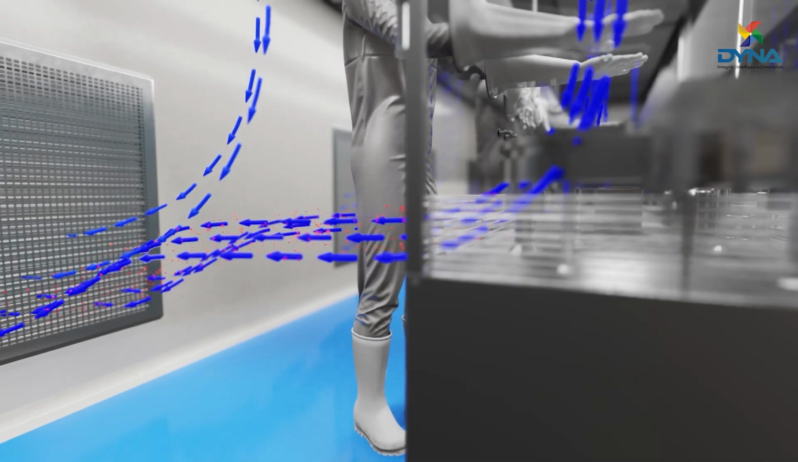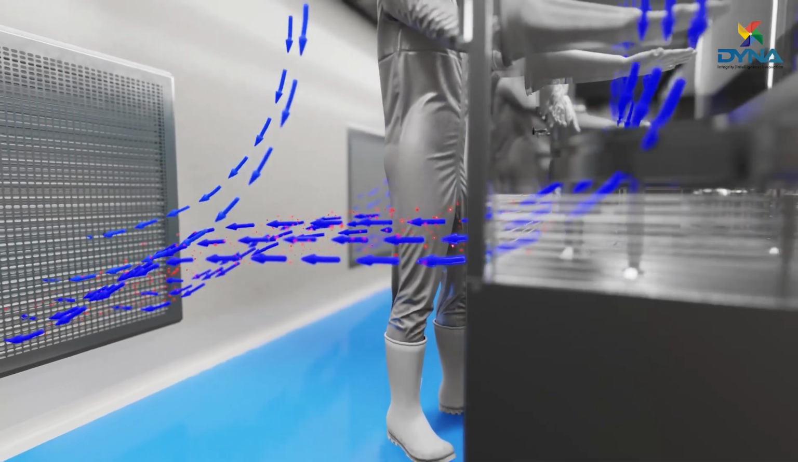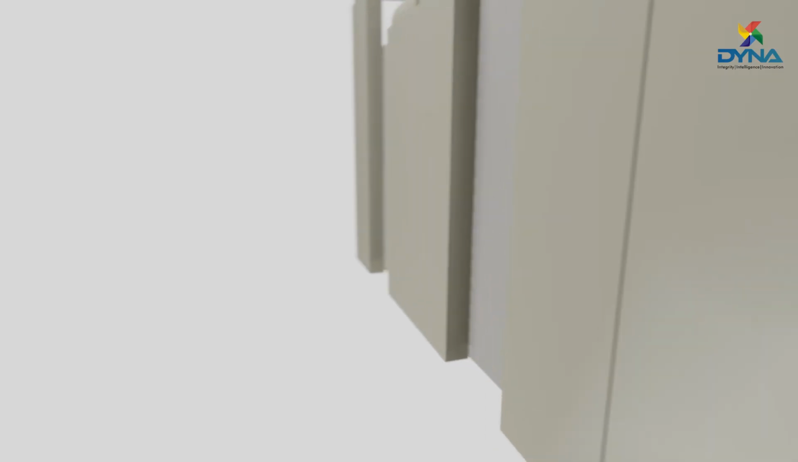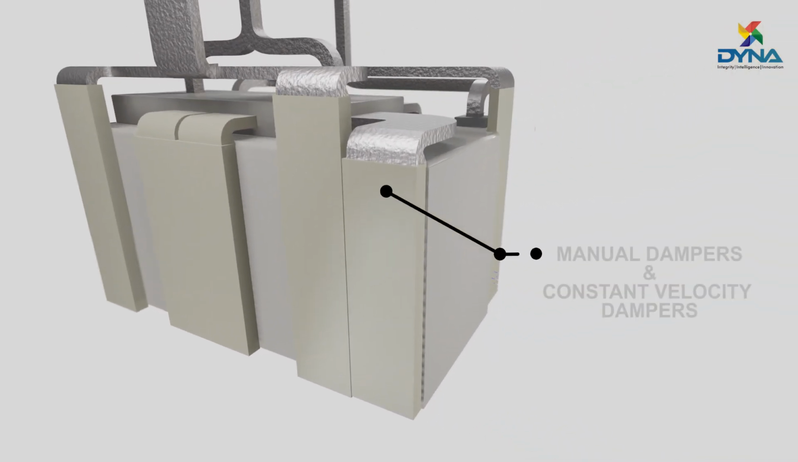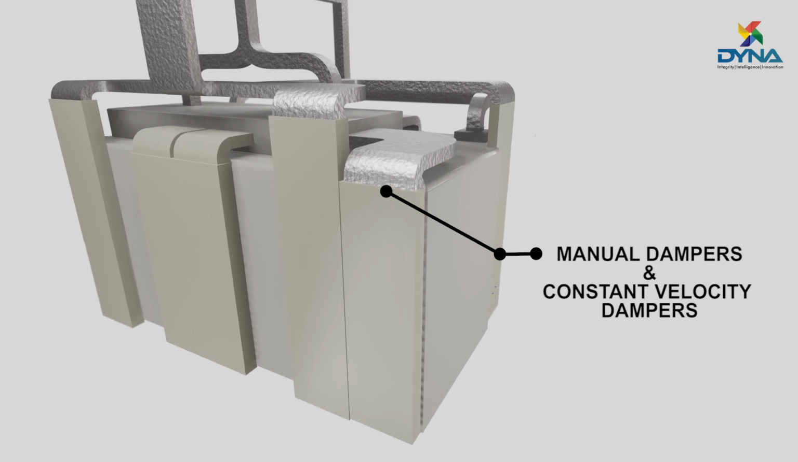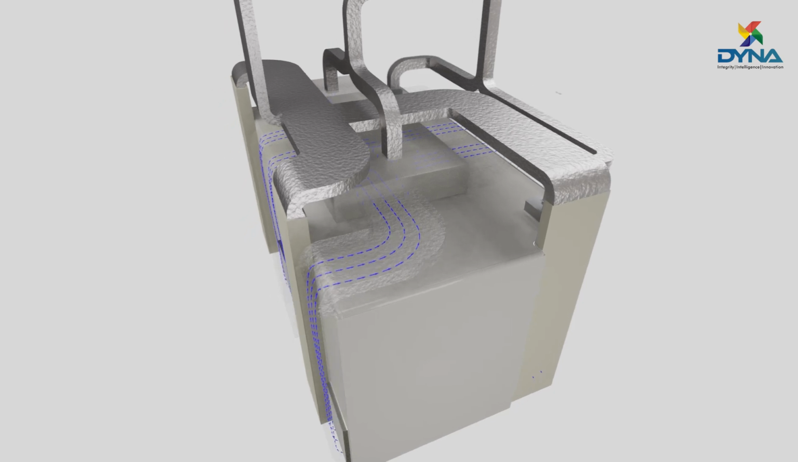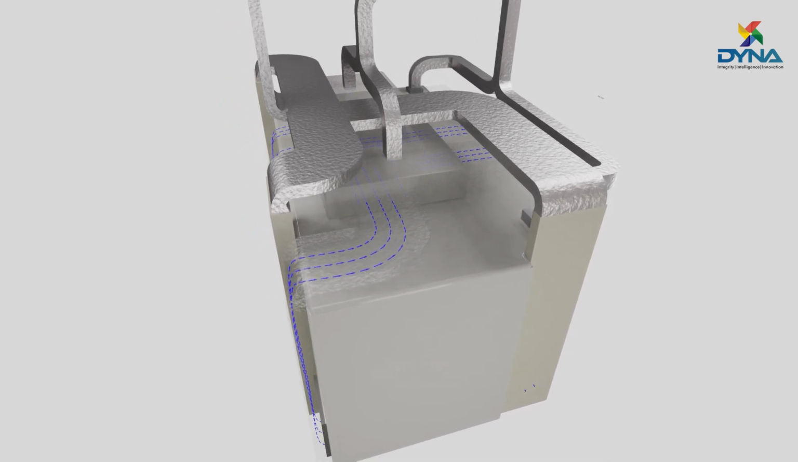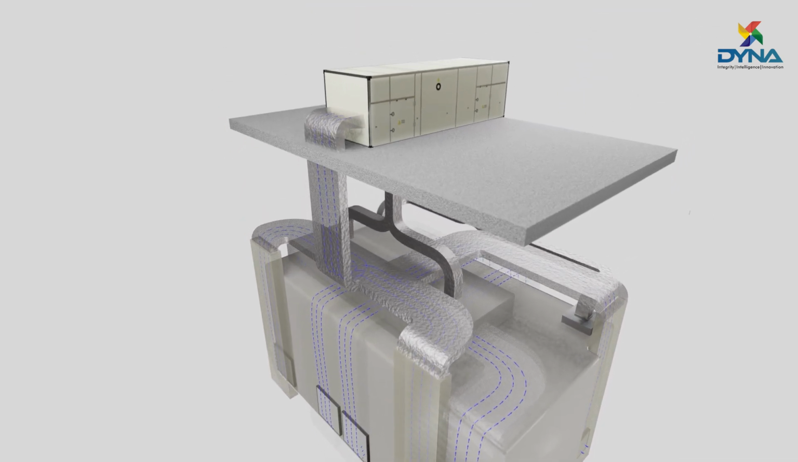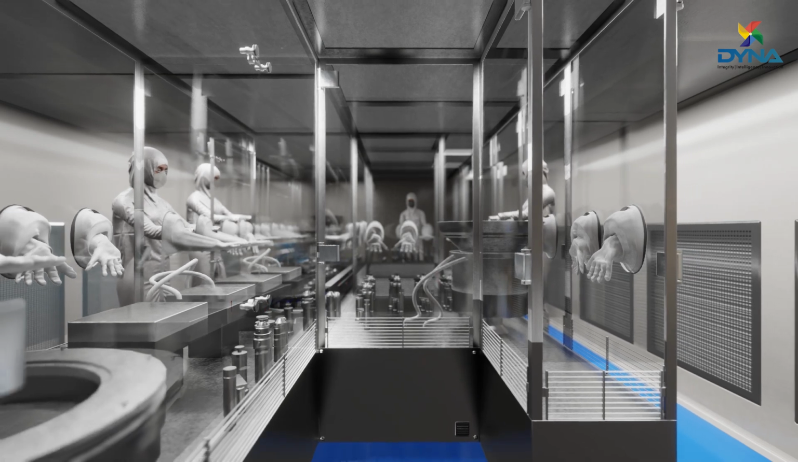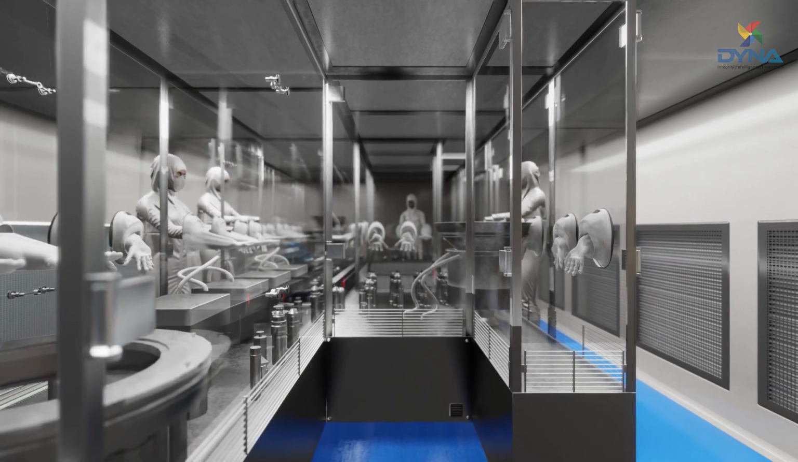To ensure precise air distribution within the return air riser, manual dampers and constant velocity dampers are used. A sizable portion of this returned air is directed back to the plenum, while the remainder is supplied to the air handling unit. This modification in the existing design effectively resolves the issue and enhances the sterility within the clean room.